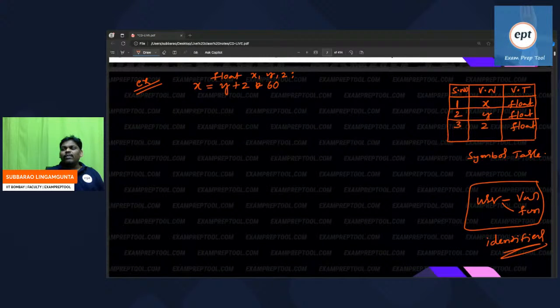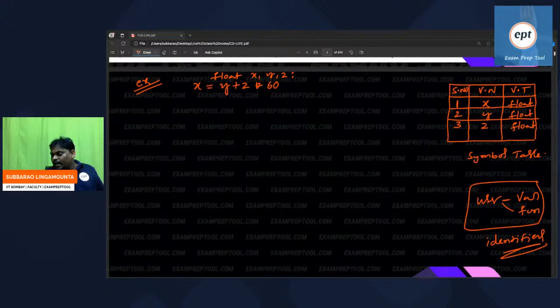Next one. Can I take whatever keywords I want? No. Keywords are fixed. Can I take whatever operators I want? No. Operators are also fixed. Boolean operators are fixed. Relational operators are fixed. Arithmetic operators are fixed. Logical operators are fixed. What I mean to say is, except variable name and function name, everything is fixed.